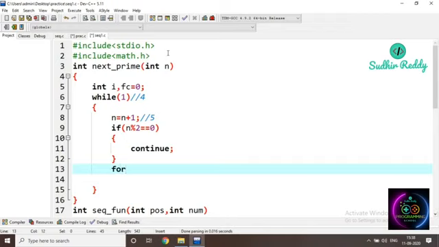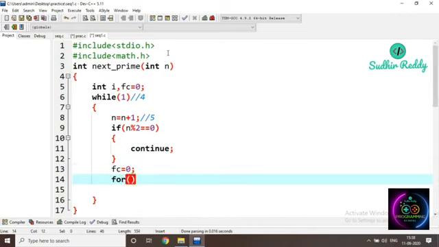Then I am going to write factor count is equal to 0 here. Then I am going to write a for loop, for i is equal to 2. I am going to start at i is equal to 2, i less than or equal to square root of n, then i plus plus.